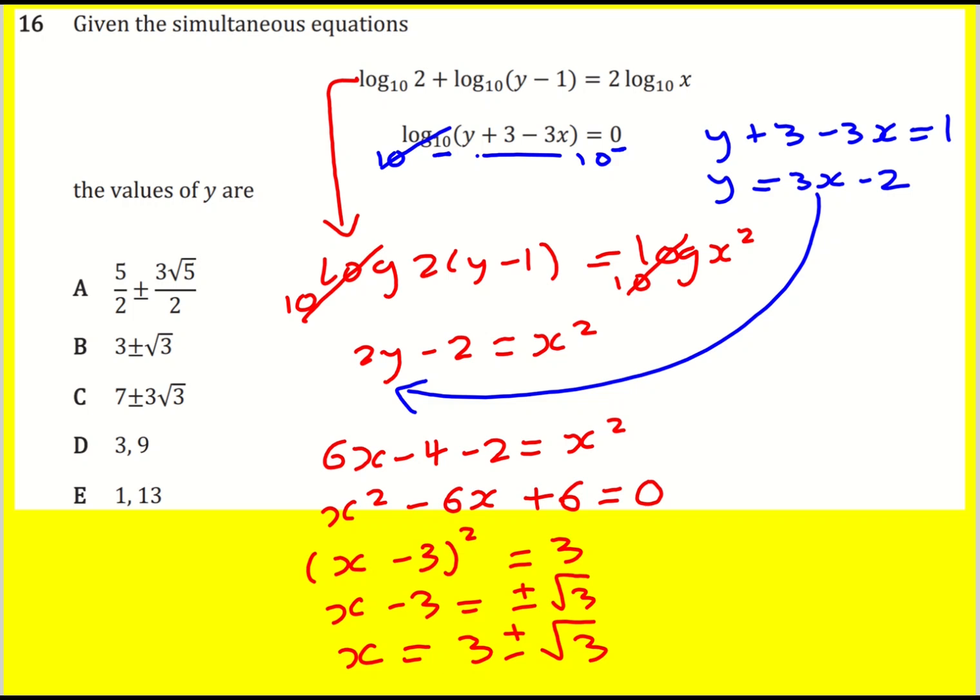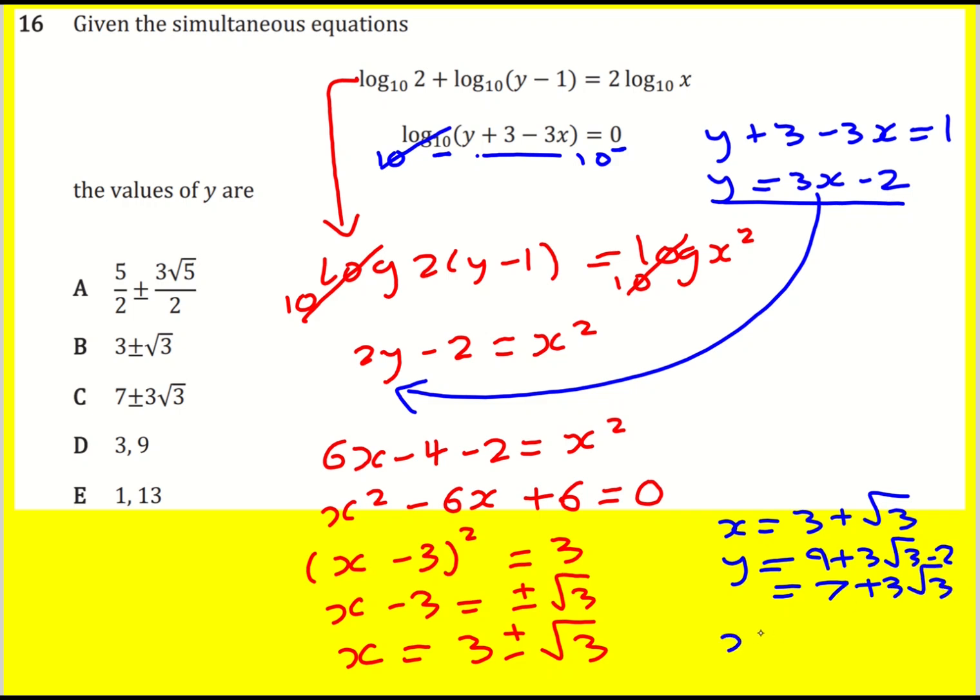And don't forget, y is then 3x minus 2. So if x is equal to 3 plus root 3, then y will equal 9 plus 3 root 3 minus 2. So that's 7 plus 3 root 3. Or if x is 3 minus root 3, I'll get y is equal to 9 minus 3 root 3 minus 2. I'll get 7 minus 3 root 3. We can see the answers there.